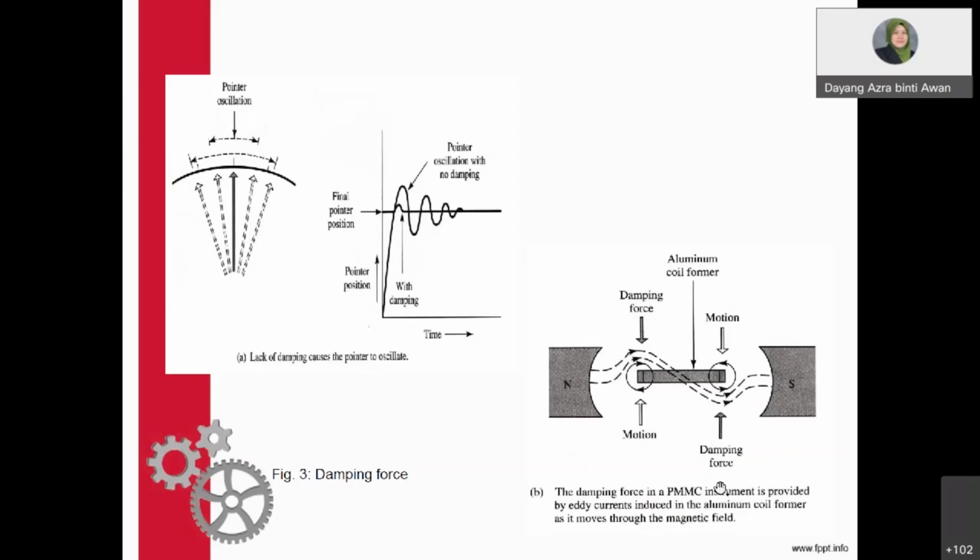This is how the damping force in the PMMC instrument can be provided by eddy currents. It controls the movement from the magnetic field of the north and south pole of your magnet and of your measuring device.